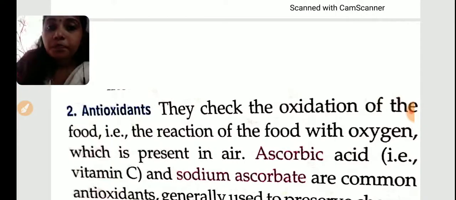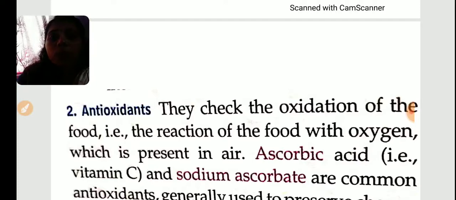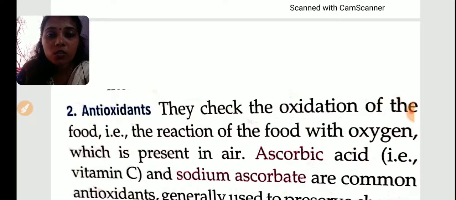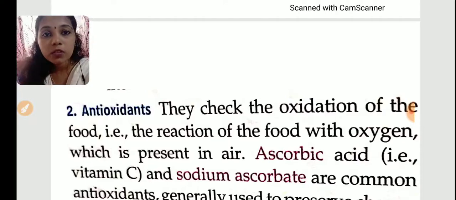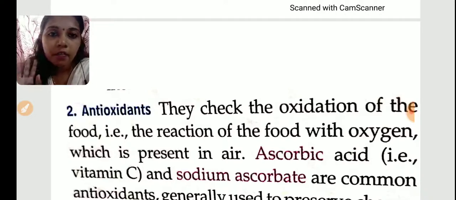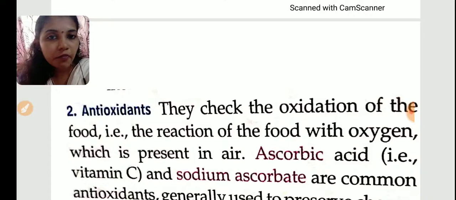Then antioxidants means the substance used to remove oxygen. The substance used to remove oxygen is known as an antioxidant. Antioxidants are the substances used to remove oxygen. If there is oxygen, the food will get spoiled very fast.